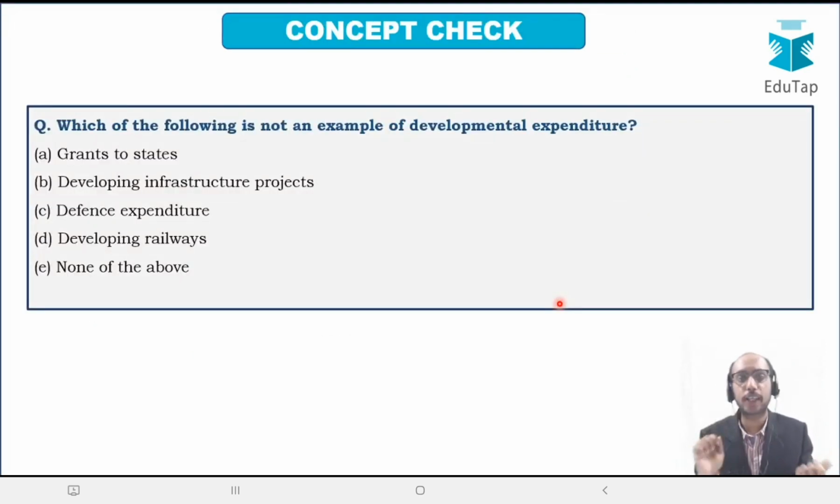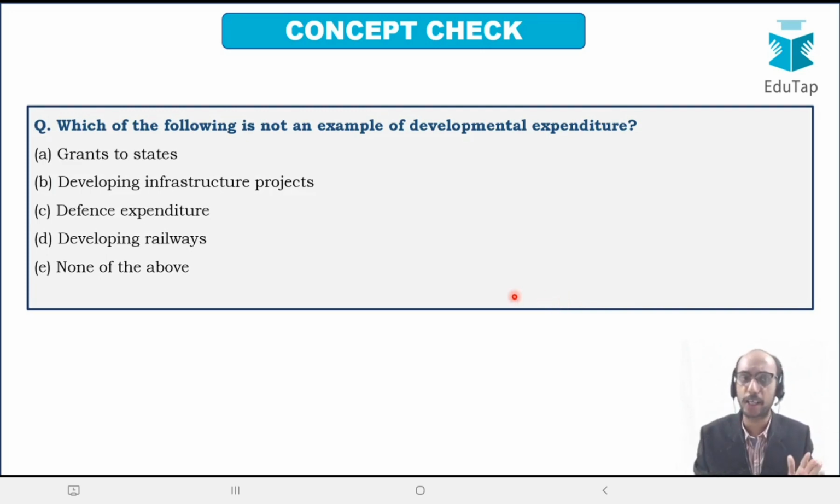Which of the following is not an example of developmental expenditure? Now, let us further develop our ideas. Grants to states, is it developmental or is it not developmental? We have to identify which is not an example of developmental expenditure. So, grants to states, developing infrastructure projects, defense expenditure, developing railways, none of the above. Now, there are certain things which are very clear over here.